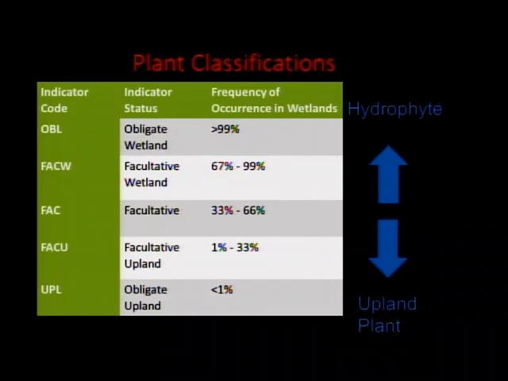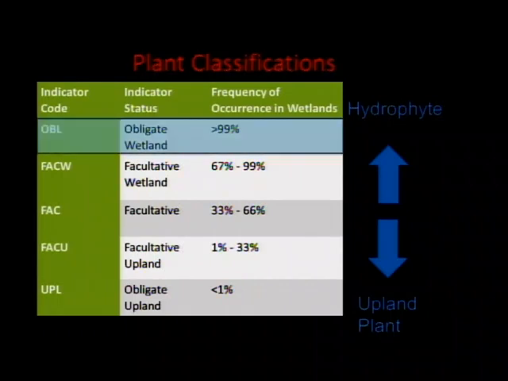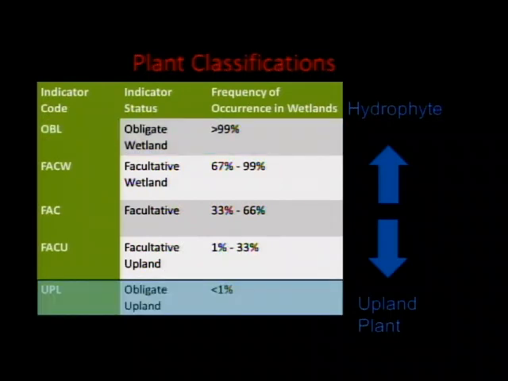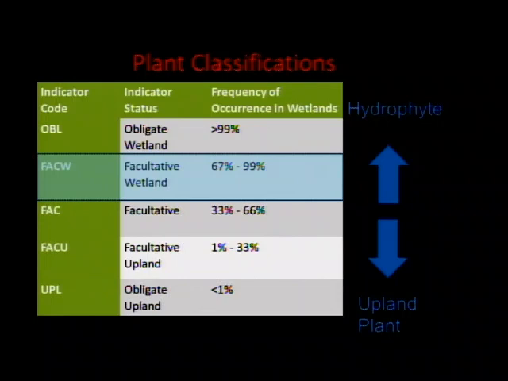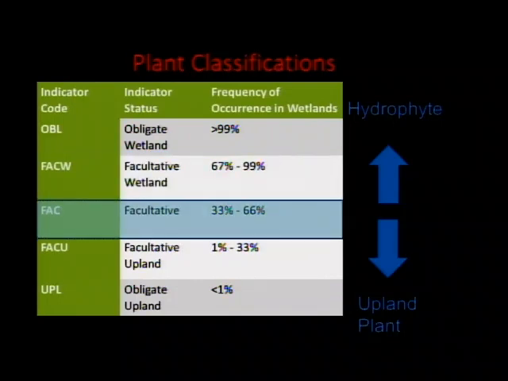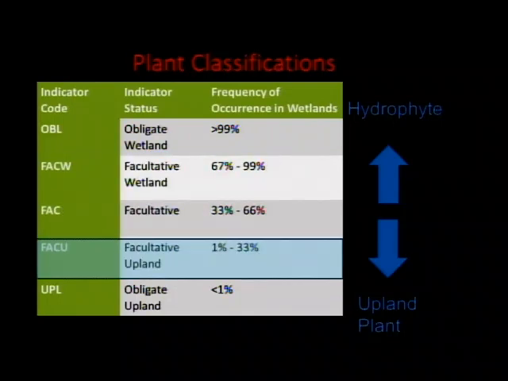There are five classifications ranging from obligate, which are plants that almost always occur in wetlands, to upland, or plants that almost never occur in a wetland. In between are facultative wetland, colloquially referred to as fac-wet, facultative, or fac, and facultative upland, or fac-up, with each category indicating a plant progressively less likely to occur in a wetland.